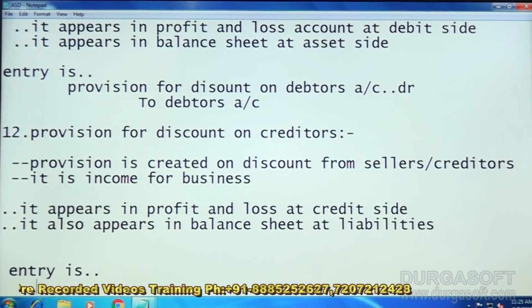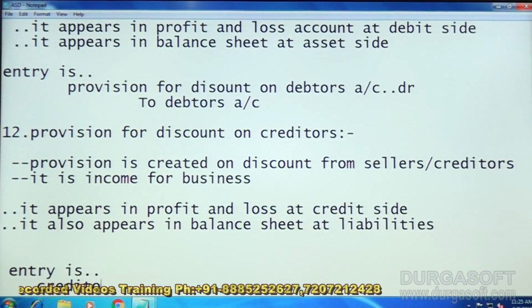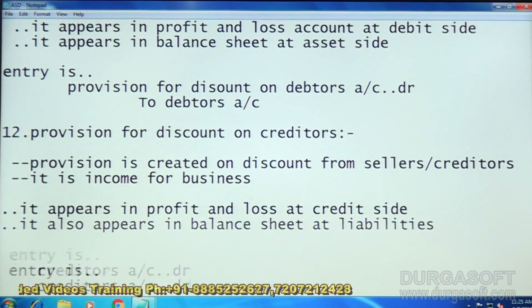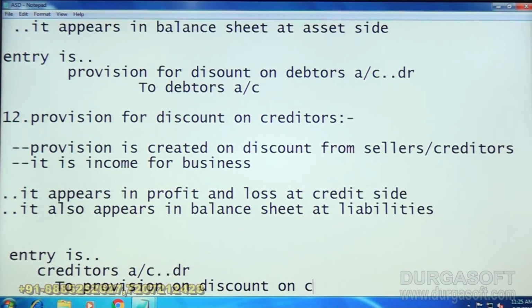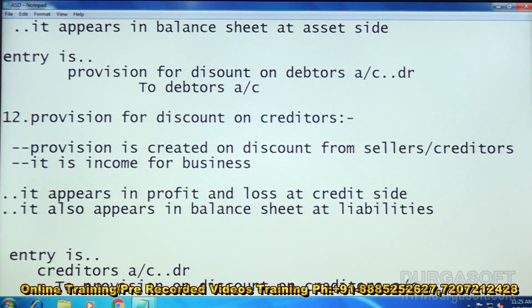opposite to the debtors, means creditors account debit, to provision on discount on creditors account. So these all are the adjustments which we will face in a business or in any transactions. We have 12 adjustments here, based on a particular asset or any particular transactions we need to create.